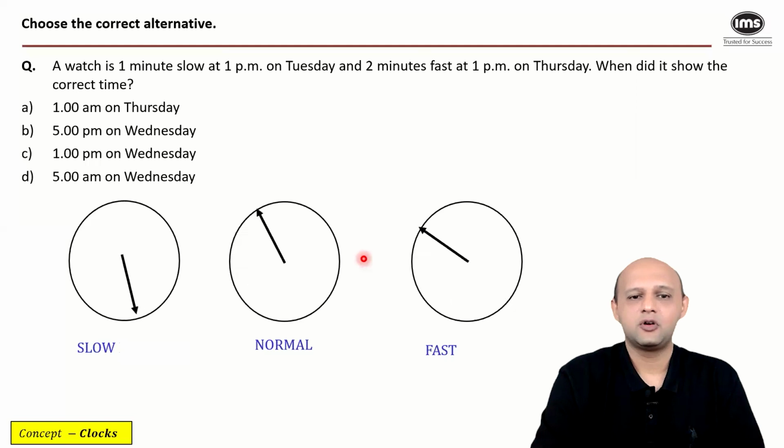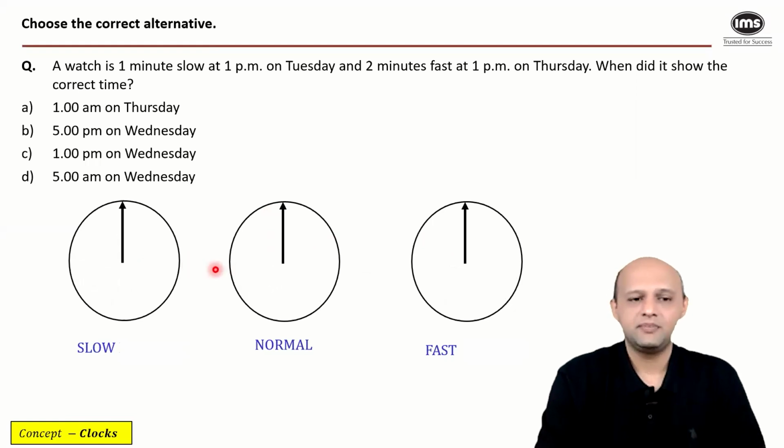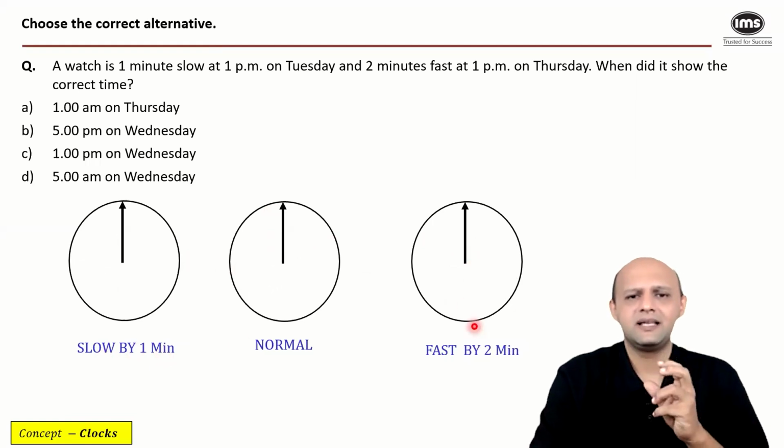By the time the normal clock completes one rotation, the right one completes two. And by the time the normal clock rotates twice, the right one is rotating 4 times. So it is doing 4 revolutions, while the one towards the left is only doing 1. What does that mean? That this clock is slow, obviously, but by a minute. And this clock is fast by 2 minutes, which is exactly the scenario which is presented in the question.